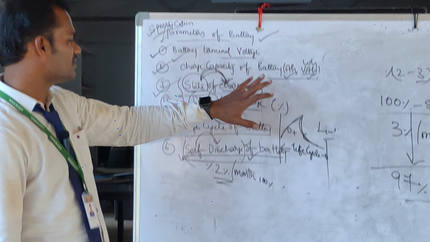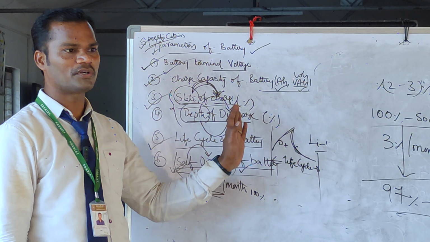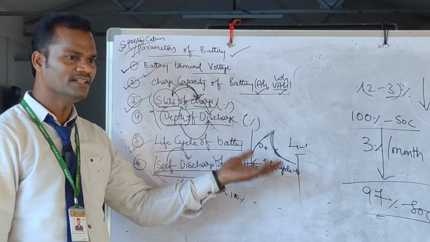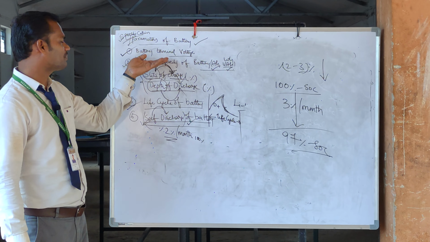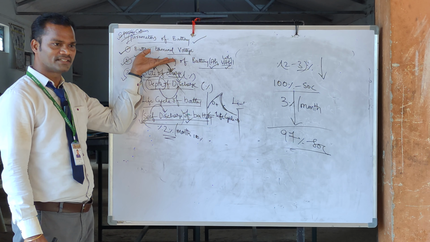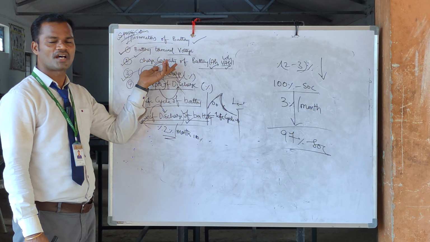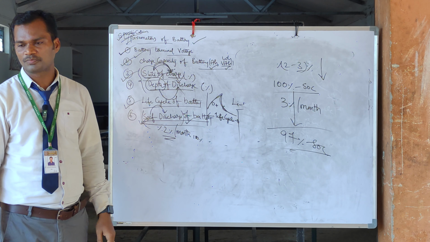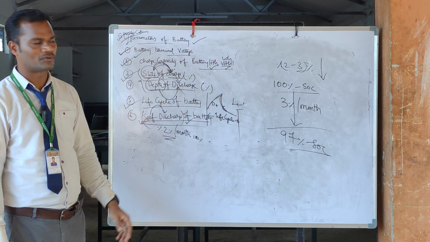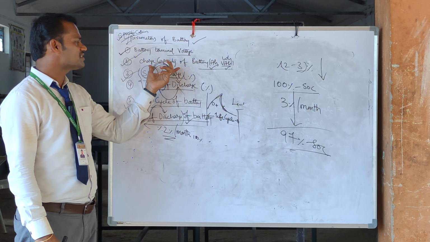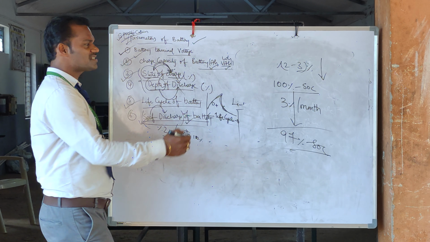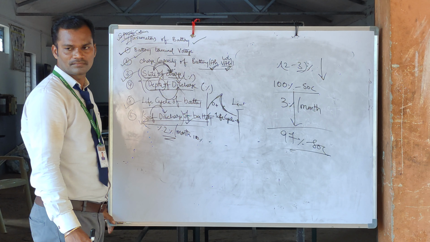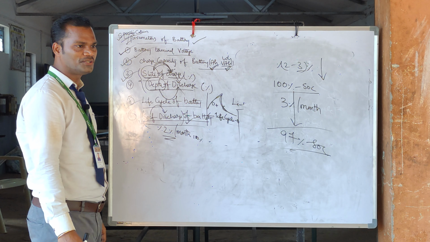Okay, so this is all about the theory concept. Now we'll try to do the problems corresponding to this theory to help you understand better. So what is the first parameter of a battery? Battery terminal voltage. Next one, charge capacity of a battery. Battery terminal voltage is nothing but the voltage available at the output of a battery. What is charge capacity of a battery? The capacity of a battery can be expressed in ampere hour or watt hour. The power rating of a battery is volt into current.